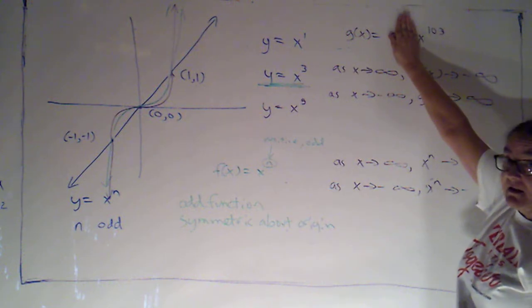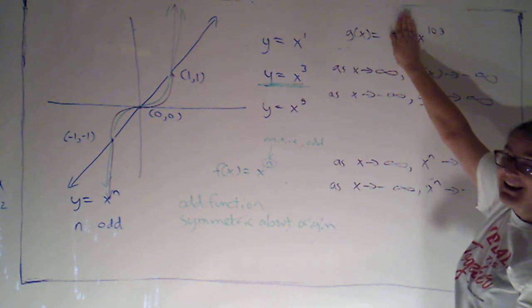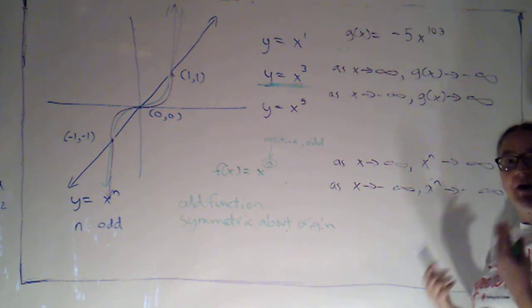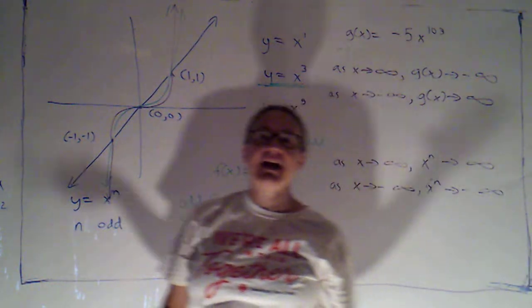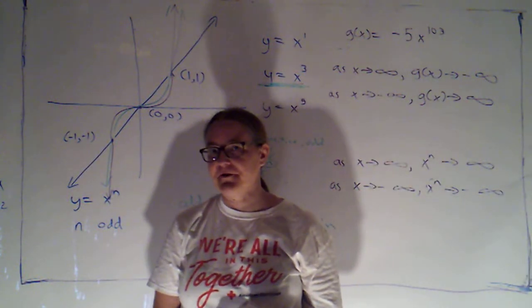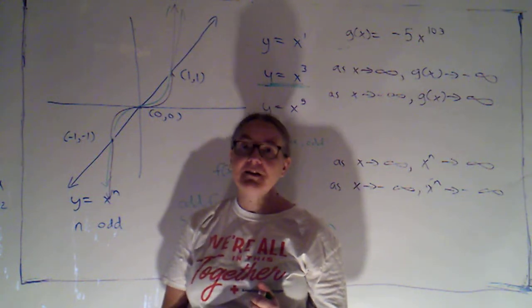Okay. So those are my odd powers, and basically, for the end behavior, if I know where the power is going, and that's going to be either plus or minus infinity, when I multiply it by a number, a positive number preserves that behavior, and a negative number reverses that behavior. And that's going to be true for all power functions.